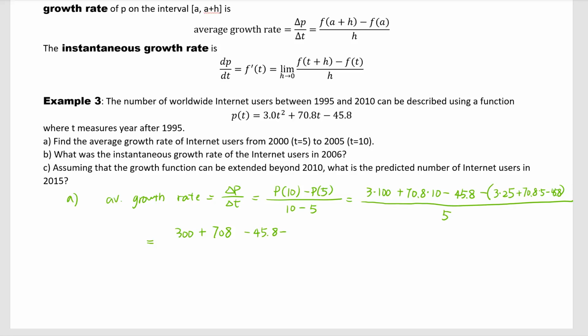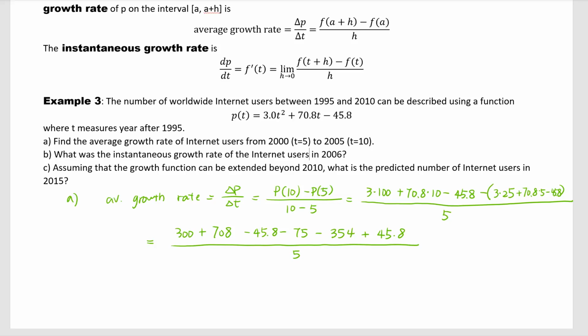We want to get rid of the parentheses. And also we want to multiply by 3 and 25. That is 75. And minus becomes minus. 5 times 70.5. 5 times 8 is 40. 5 times 7, 35. 35 and 4 here, right? And also next, minus becomes positive. 45.8 over 5.